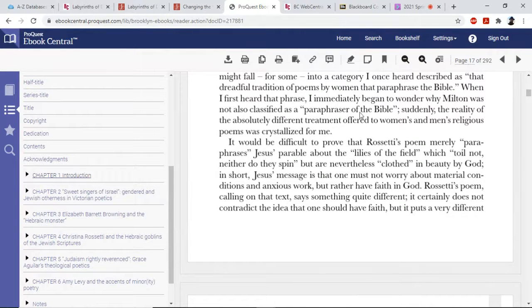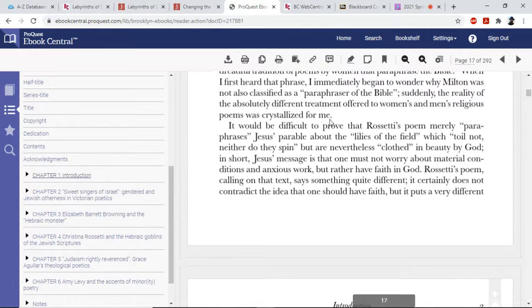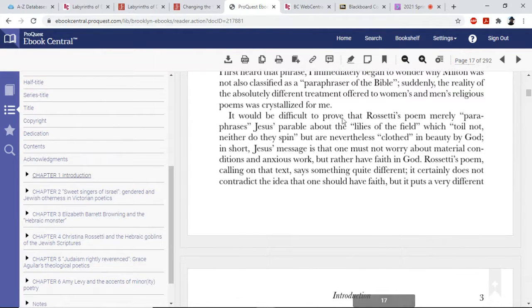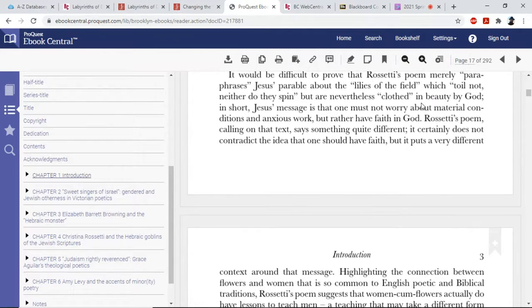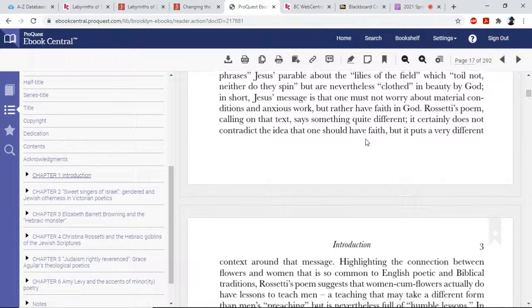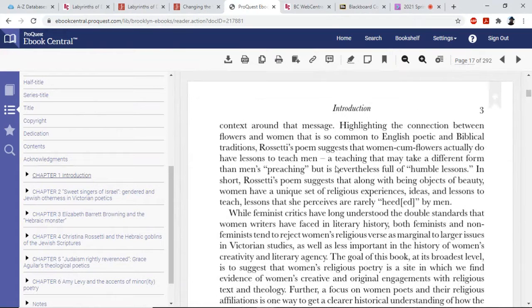So she's wondering why Rossetti, who's writing in a religious strand, not unlike Milton, why is she treated different? So we see that Rossetti is still featured. So obviously she's a strong focus here.